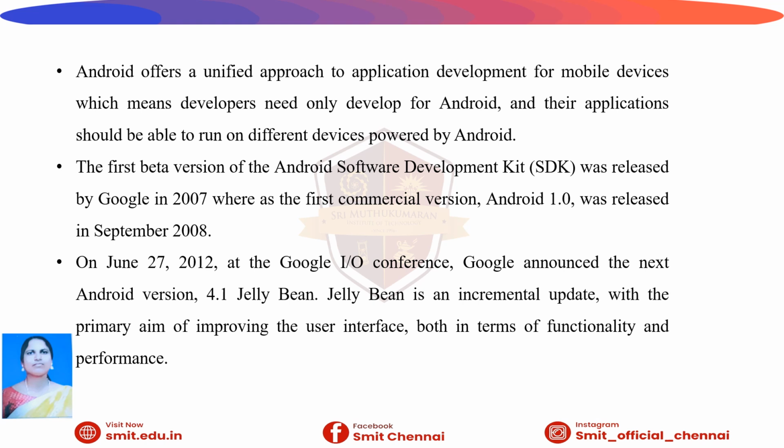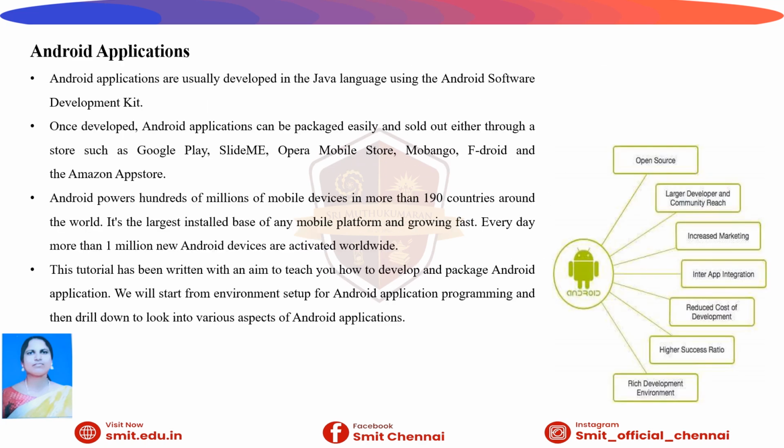The slide also gives a quick history lesson, mentioning early versions like Android 1.0 in 2008 and Android 4.1 Jelly Bean. Jelly Bean is an incremental update with the primary aim of improving the user interface, both in terms of functionality and performance. So Android is one of the software.